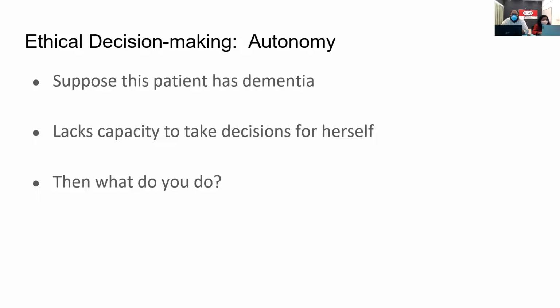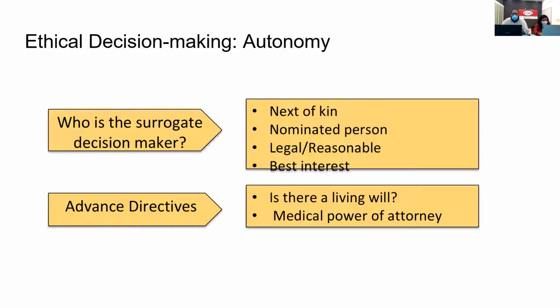So here, suppose a patient has dementia and lacks the capacity to take decisions for herself. Then what will you do? That is when we can appoint a surrogate decision maker. Usually the surrogate decision maker is a next of kin, a wife or a brother, like a wife, siblings, children, or there could be nominated persons, or it could be a legally appointed reasonable person like a guardian.